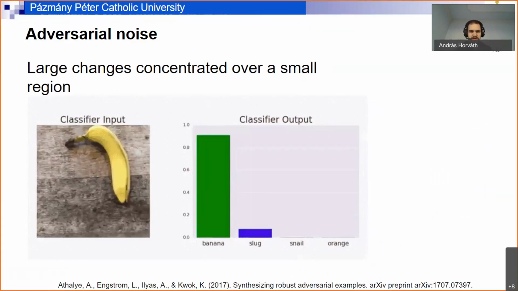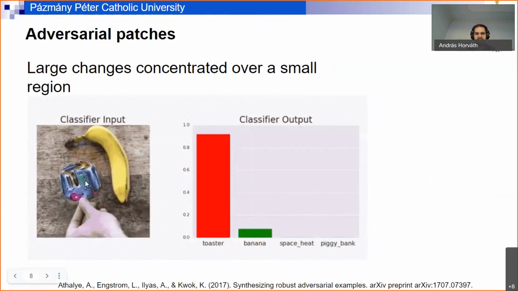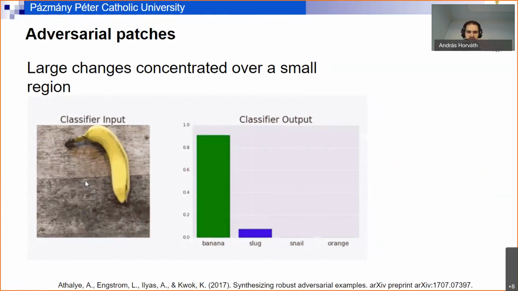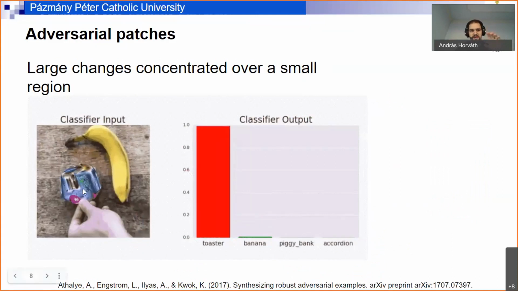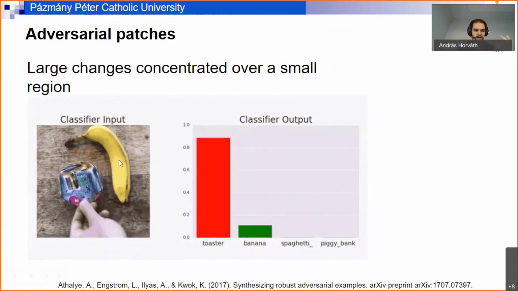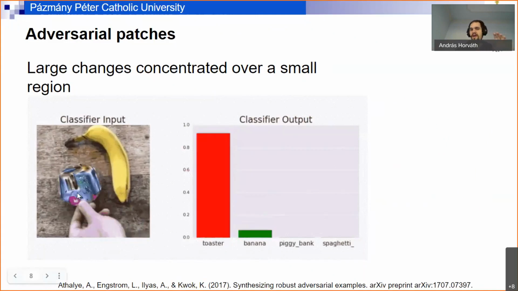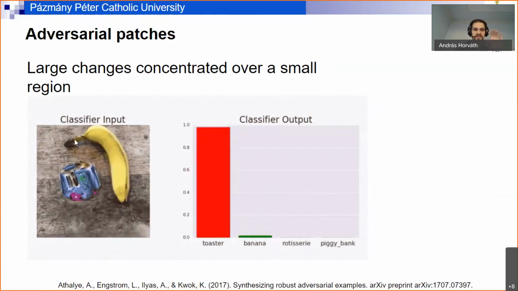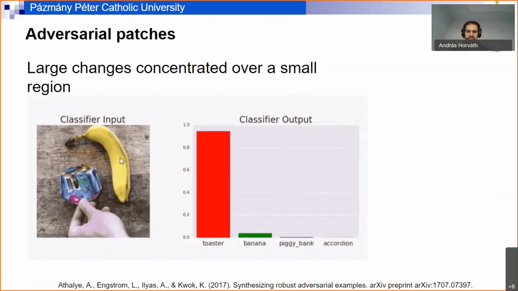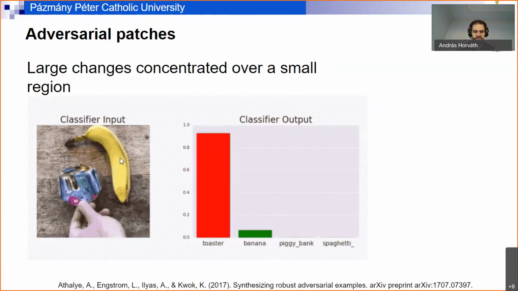Certain patches which contain really strong features, and if you present one as part of the input, it will suppress all other features which are coming from the original input image. And if this patch is present, it doesn't really matter what the background is or what the other objects in the input are. It will always be detected as a toaster. Yeah. So, and this is a problem.